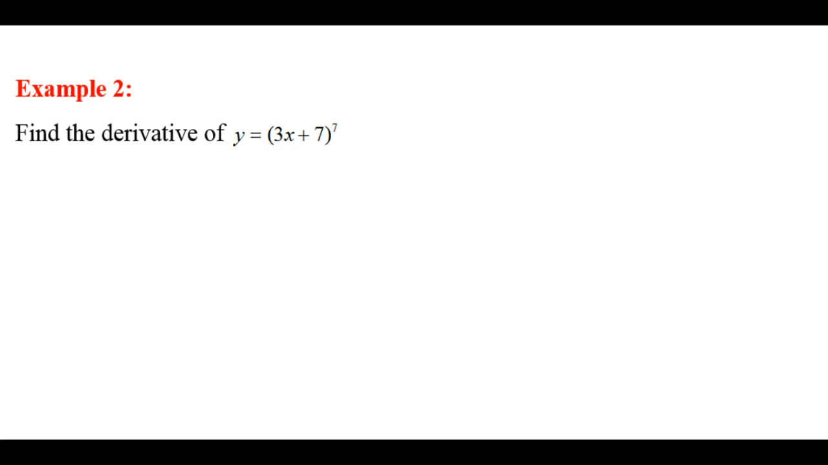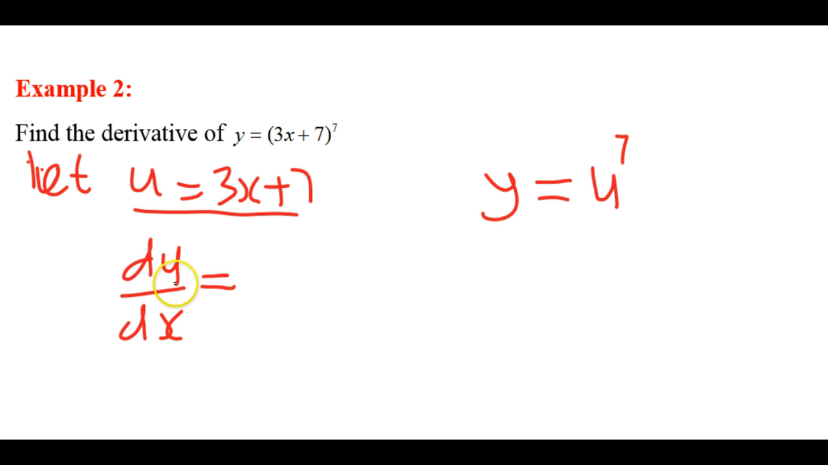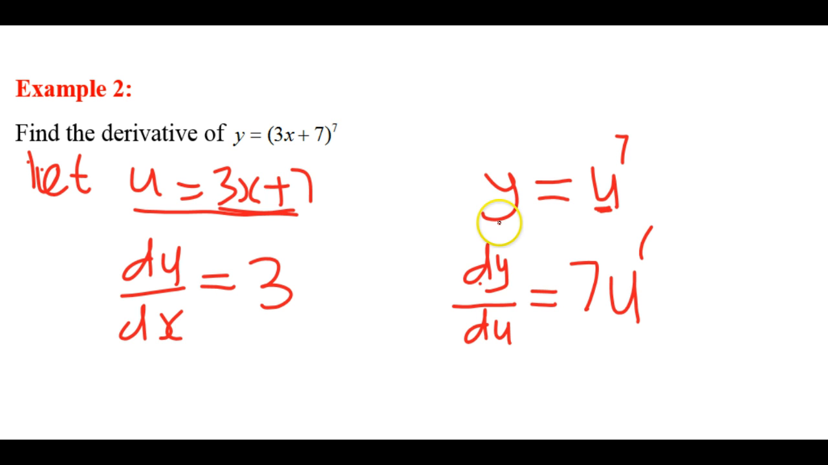So going by the formula, we'll let u be equal to 3x plus 7. In that case, the y can be written as, instead of (3x plus 7) to the power 7, it will be u to the power 7. So I'll differentiate this one with respect to u. So I'll have du/dx, which will give me 3. That means if I differentiate this, I'll get 3 using the power rule. Then here will be dy/du. Remember that y is in terms of u here. So it will be dy/du, which is equal to 7u to the power 6.